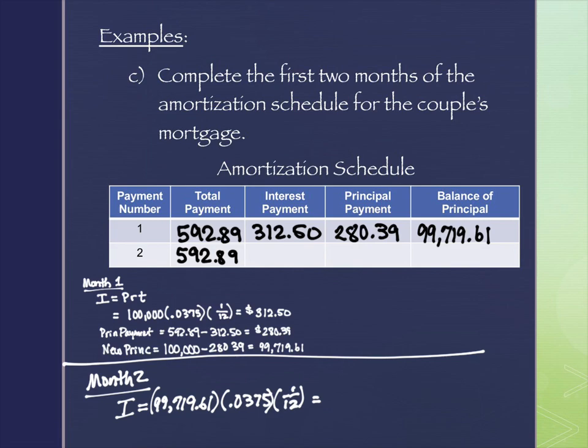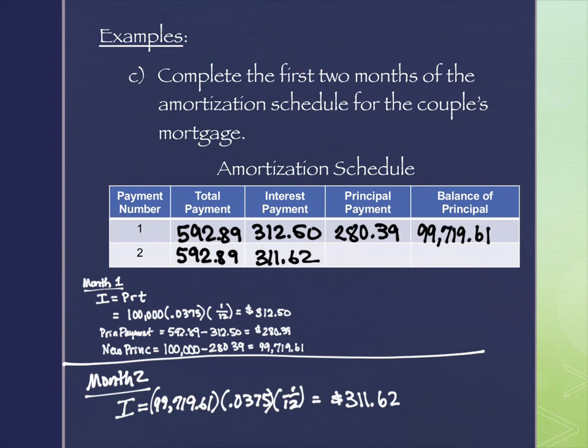Okay, so think with me. If the principal is smaller, which it is, right, what should this interest be compared to the $312.50? Same, bigger, or smaller? Should be slightly smaller, right? Should be a slightly smaller number because I'm multiplying by 99,720-ish instead of by 100,000. So what do you get for the interest for the second month? Yeah, it's barely smaller, right? 311.62. So up here, 311.62. Okay, good deal.